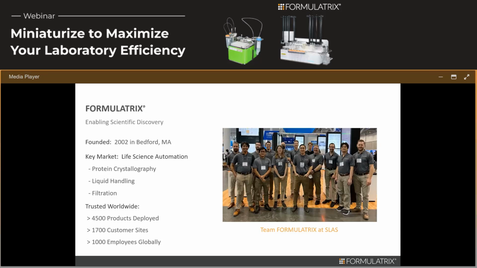We have more than 4,500 instruments installed worldwide in pharmaceutical industries, research institutes, diagnostic and academic laboratories. Within our Formulatrix family, we have more than 1,000 employees from various fields such as engineering, biological sciences, marketing, designers, and media management worldwide.